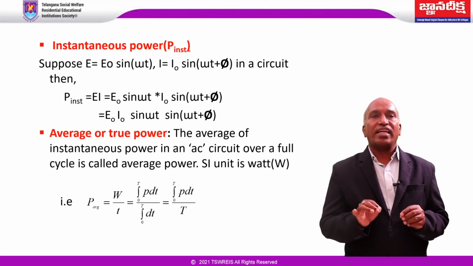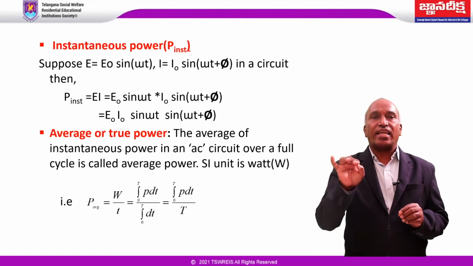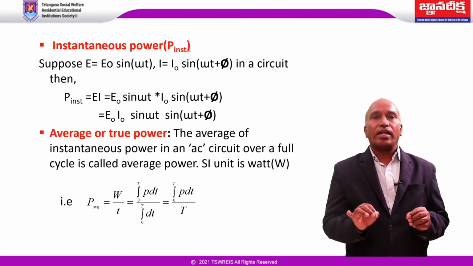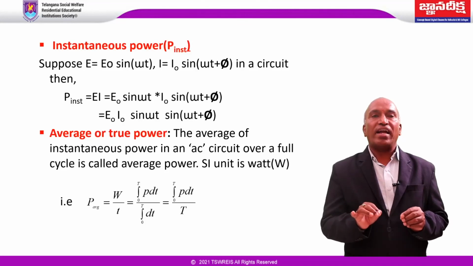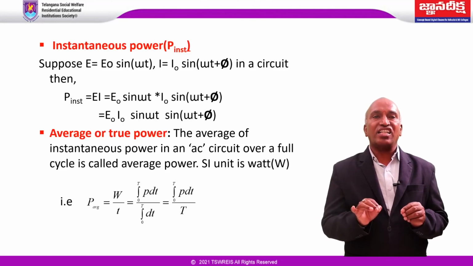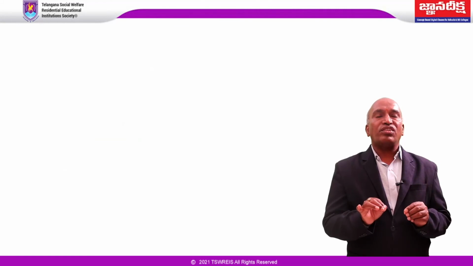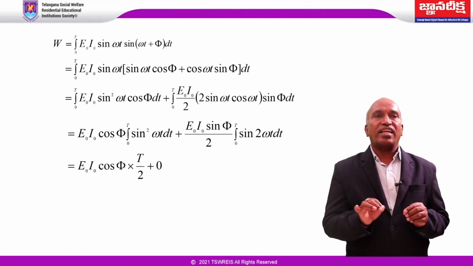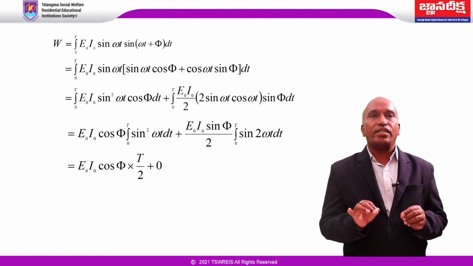The average of instantaneous power in an AC circuit over a full cycle is called average power. Its SI unit is watt, shown by the letter W. That is, P average is equal to W by T, that is equal to integral 0 to capital T P dt by integral 0 to capital T dt, that is equal to integral 0 to capital T P dt by capital T. W is equal to integral 0 to capital T E naught I naught sin omega t sin of omega t plus phi dt.